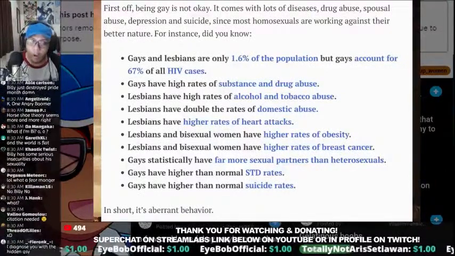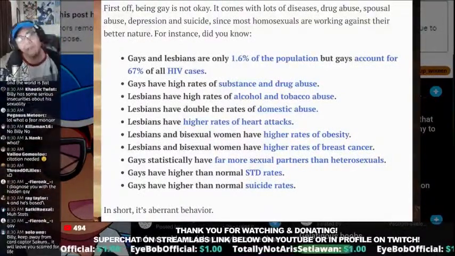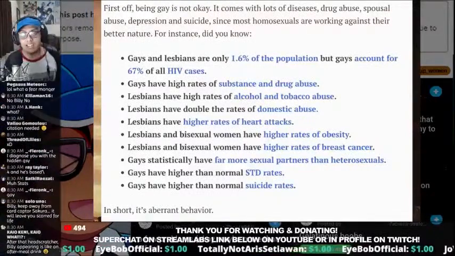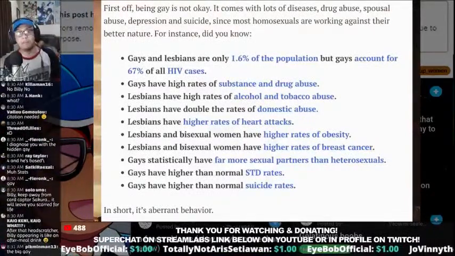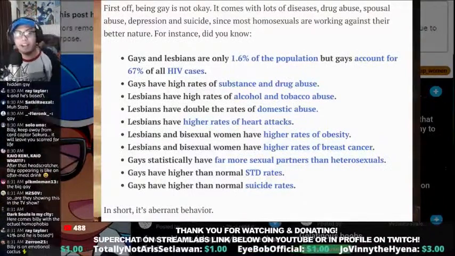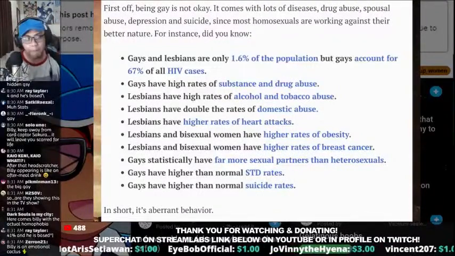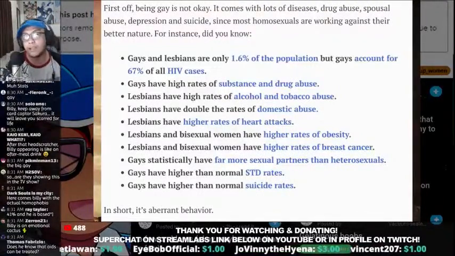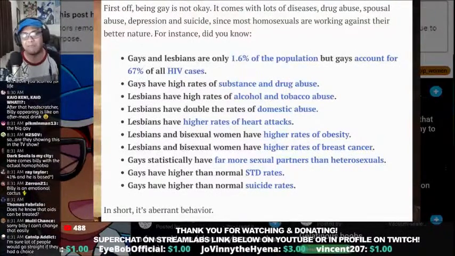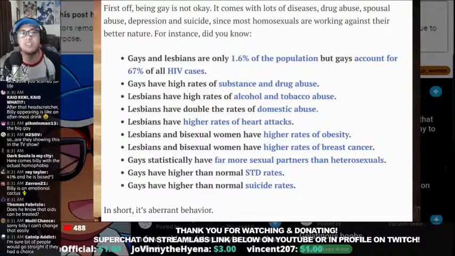For instance, did you know gays and lesbians are only 1.6% of the population? Despite being 1.6% of the population, gays account for 67% of all HIV cases. What are you trying to say here, Billy? Are you trying to tell me that gay people spread HIV? That being gay means that you spread HIV? There are gay people who don't spread HIV, Billy. There are LGBT people out there who don't spread HIV.